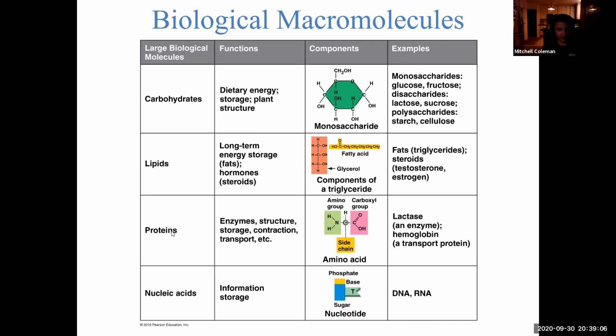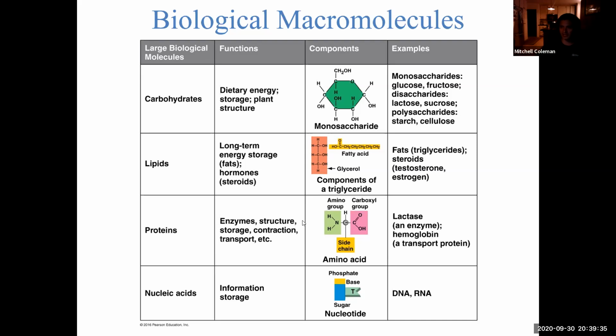The third type of macromolecule we talked about are proteins. Contrary to the colloquial understanding of proteins, they have a huge array of functions relative to just simply muscle. They have lots of different functions. They can be enzymes. They're important for structure, for storing things, for transporting things.